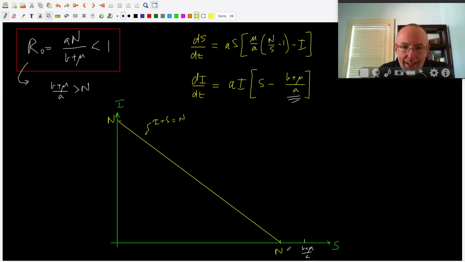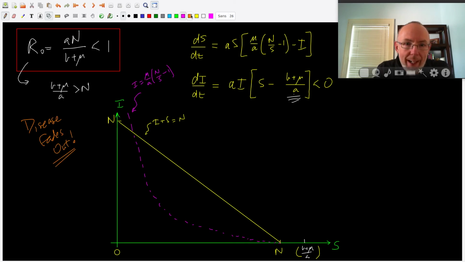So the value of S is always going to be smaller than this because our values of S are always along here. They're always going to be less than N, between 0 and N. And so S is going to be smaller than that value, and so this quantity is always going to be negative. So I is always going to be decreasing, and that means that the disease fades out. So we just have to work out what S is doing, and what S is doing depends again on whether I is above or below that curve.